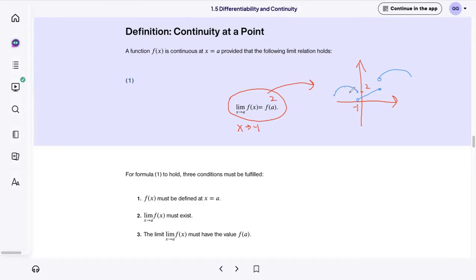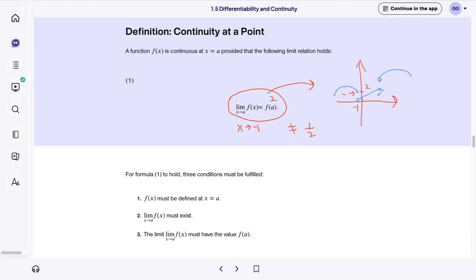Equal to 2 from the left-hand side. Remember, left-hand side is negative. From the right-hand side, it looks like a half. So one side is a half, one side is 2. They're not equal to each other. The left limit does not equal the right limit. Only the left limit equals the function value, but the right limit does not equal the function value. So the limit does not exist, and the function is not continuous at x equals -1.